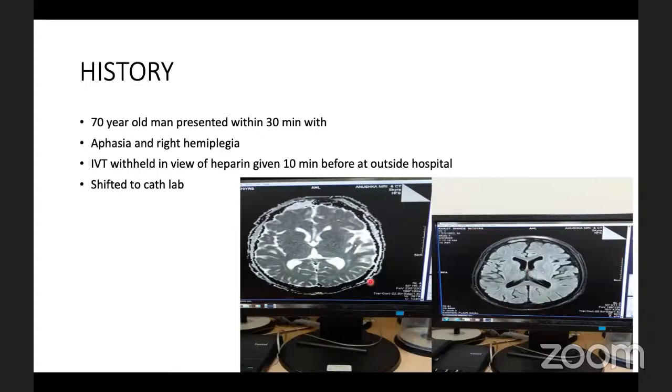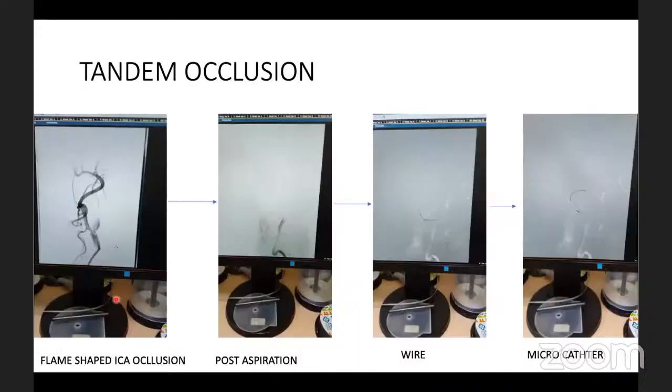So the patient was shifted to the cath lab. What we saw here is a flame-shaped IC occlusion, which we normally see in dissection. It is called a peak sign or beak sign. It indicates that the clot is fragile and the contrast has a tendency to move forward. So the guide catheter was placed and aspiration was done. Post aspiration, there was recanalization, and the IC was seen forming.